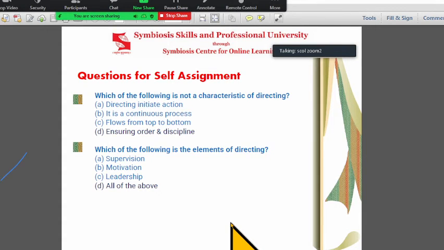In fact, I have given the answers. Which of the following is not a characteristic of directing? It may look confusing. Ensuring order and discipline. This may be a process, not a characteristic. The characteristics are that directing initiates action, and it is a continuous process. Ensuring order and discipline is a process where you ensure that orders and discipline are maintained.